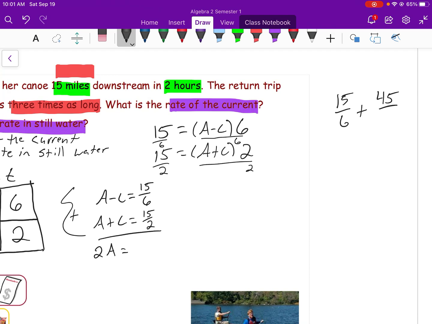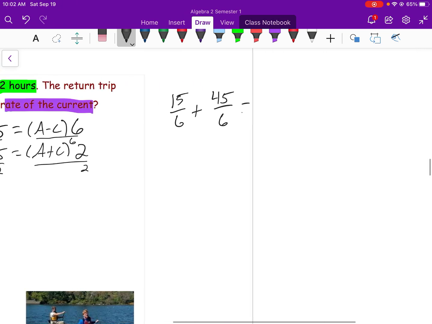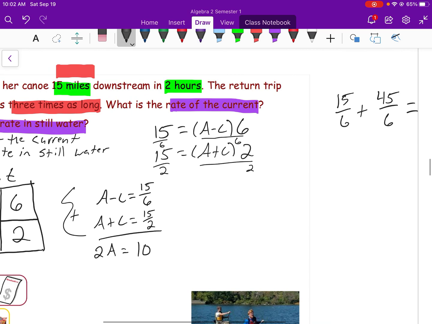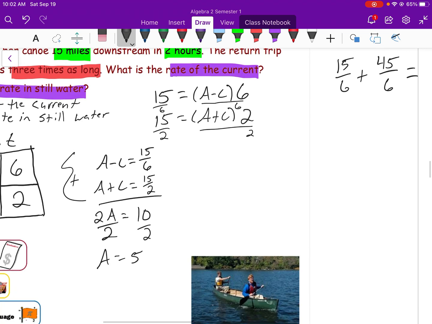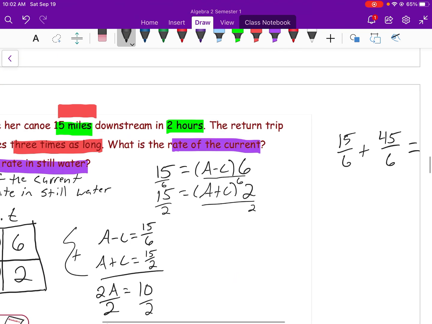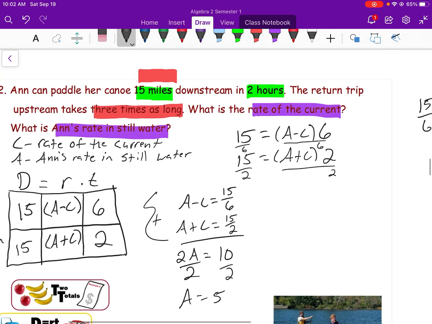So 15 times 3 is 45, and 2 times 3 is 6. Now we have common denominators. So 60 over 6, or 10. Okay, so now we've got 2A equals 10. Divide by 2, we get A is equal to 5. So Anne's rate in still water is 5 miles per hour, since we're in terms of miles and hours.